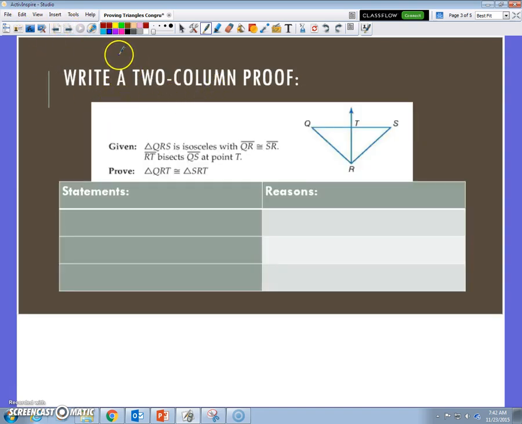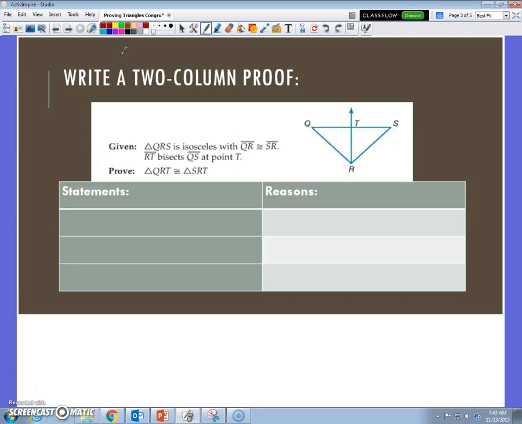All right, so let's go right into it and write a little proof. Our proofs will be a little easier today because now we know this side-side-side postulate. Instead of having to prove all the sides and the angles congruent with CPCTC, as long as we have the three segments that are congruent, then we can use the side-side-side postulate to say that they are in fact congruent triangles.